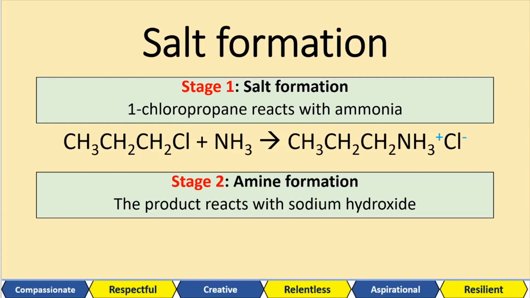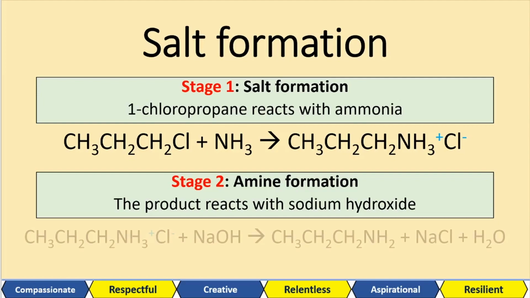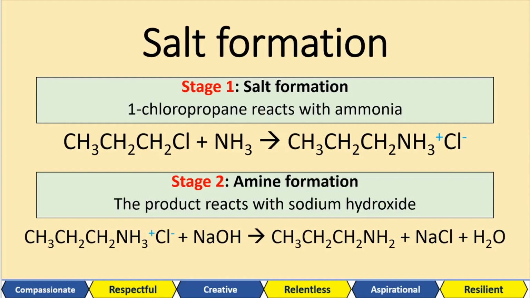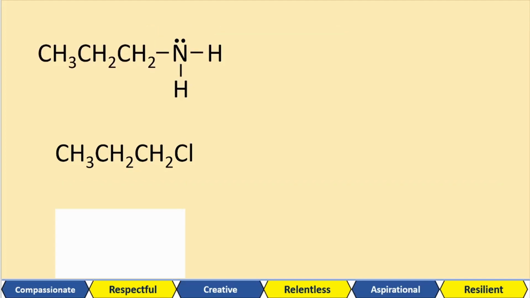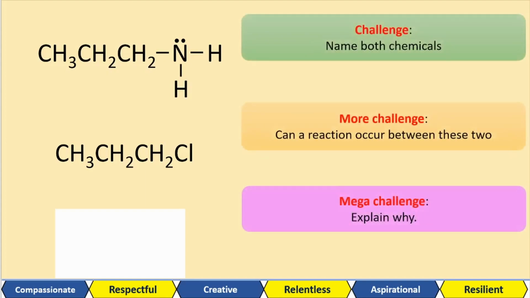And now that propyl ammonium chloride is going to react with sodium hydroxide, and this is what that forms. It's going to give us the amine, and we can see 2 H's there, so that's a primary amine, so that's propyl amine. It also gives us sodium chloride and water. Now have a look at this activity. We've got these 2 molecules, and I'd like you to have a go at these challenge questions.